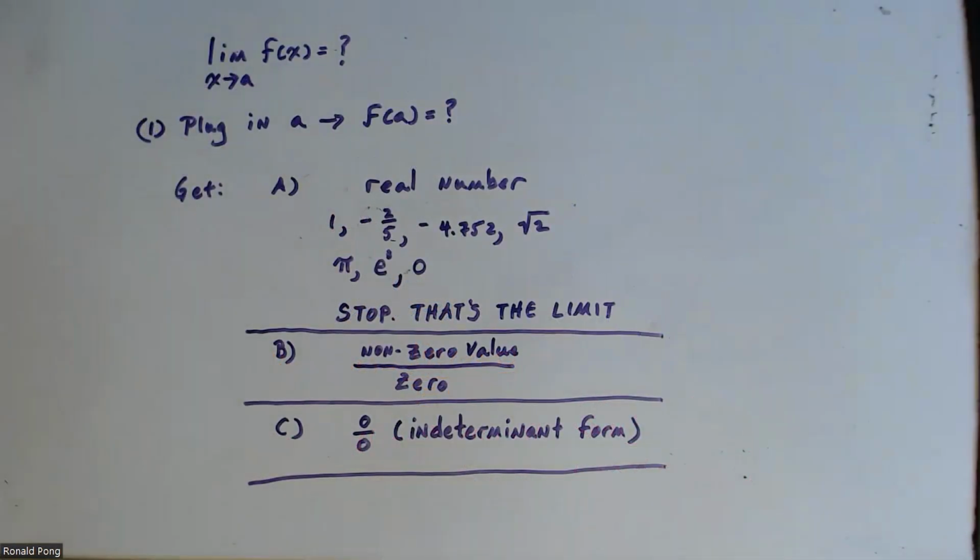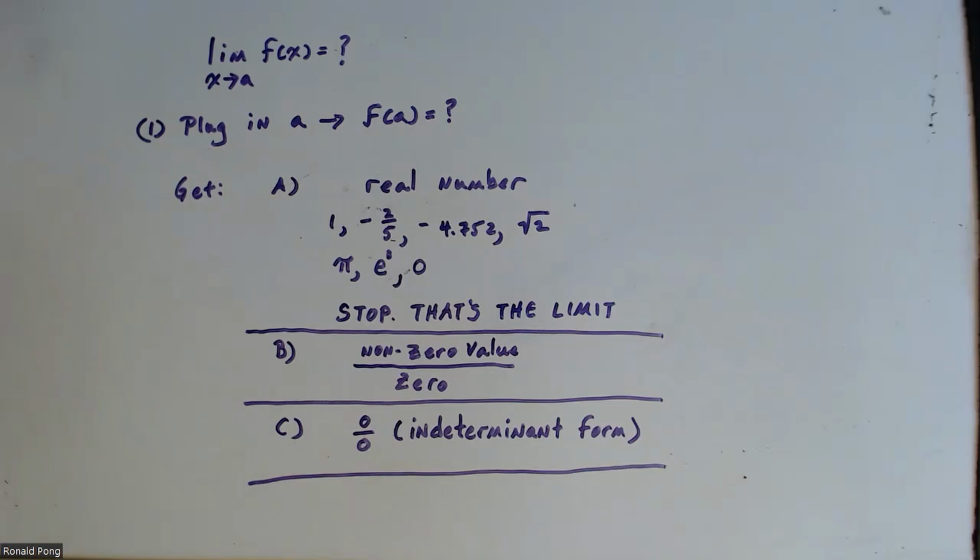When you plug in the value a into the function, generating f of a, you're going to get one of three results. The first result is a real number, 1, -2/5, in that case a fraction. It could be a decimal, like -4.752, or it could be an irrational number, such as square root of 2, pi, or e cubed. It could even be a 0. If you get a real number, stop. That's the limit. That is the answer to the problem.